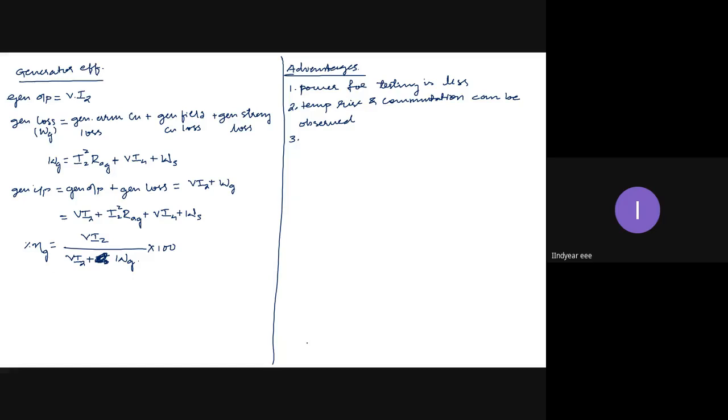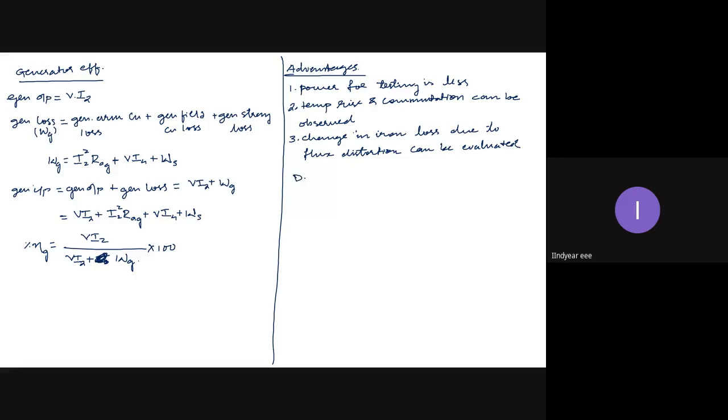Now, because the machine is loaded, the change in iron losses due to flux distortion can be observed. As the machine is loaded, change in iron loss due to flux distortion can be evaluated. So these are the major advantages.